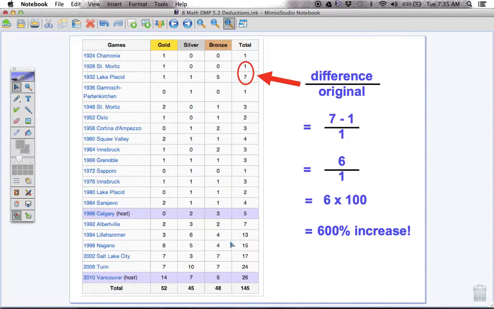And I'm not sure that there's anywhere else in here that is anything close to that. We look at numbers like 13 to 15 or 7 to 13, it's almost a 100% increase, but nothing like this. So something really special happened between 1928 and 1932.